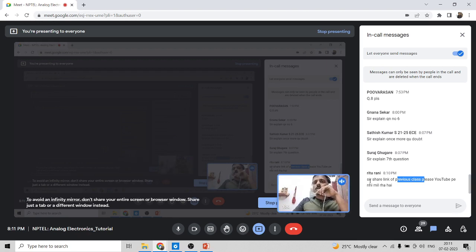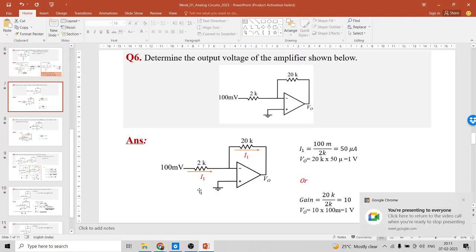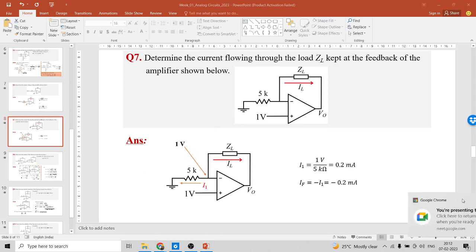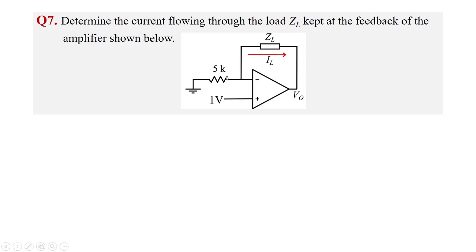Okay, so we'll go with the question asked by Suraj. Sir, explain 7th question, we will explain that. The 7th question is: determine the current flowing through the load ZL kept at the feedback of the amplifier shown below. So the question is to determine the current flowing through ZL. ZL is some load kept at the feedback of this amplifier. This is actually a non-inverting amplifier, right? It's a non-inverting configuration. The input is given as 1 volt at the non-inverting node, and we need to find the current flowing through ZL.